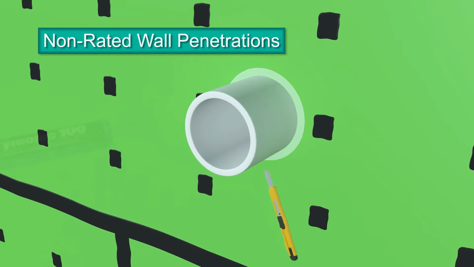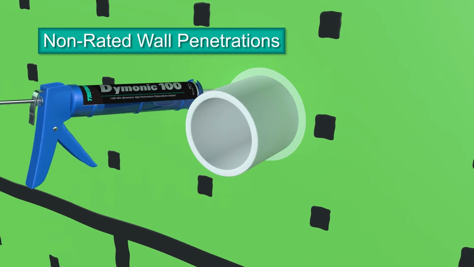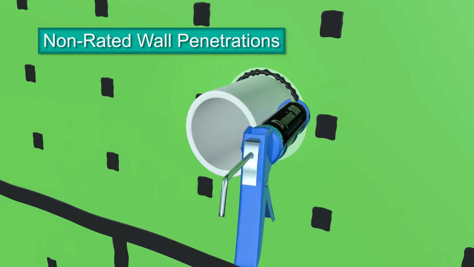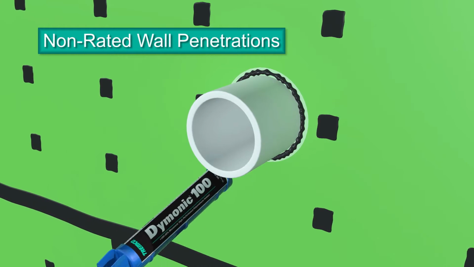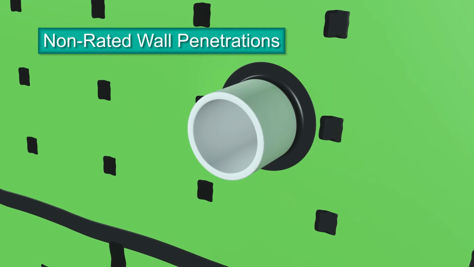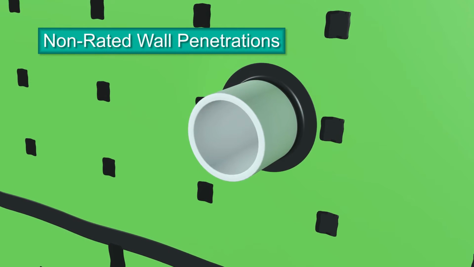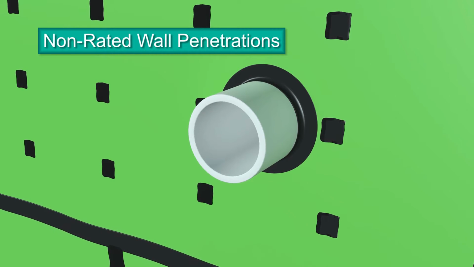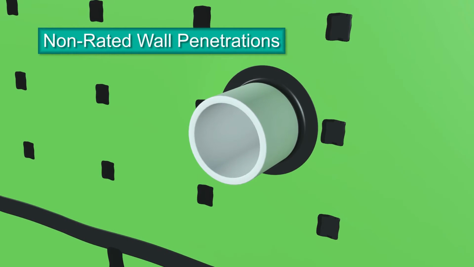Next, apply a large bead of Dimonic 100 sealant over the foam. Tool the sealant over the foam, down onto the face of the panel, and onto the penetration, extending a minimum 1/4 inch onto both the panel surface and penetration. Ensure there are no holes or gaps in the sealant.